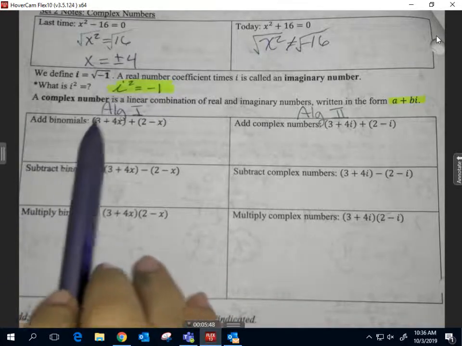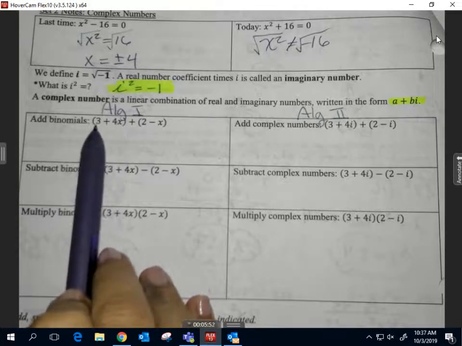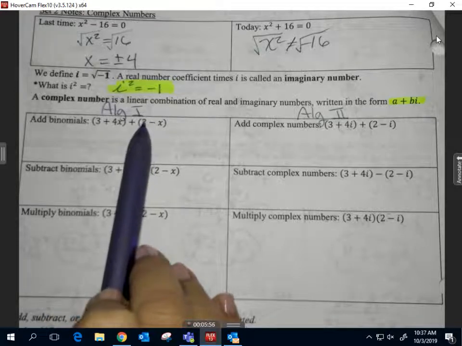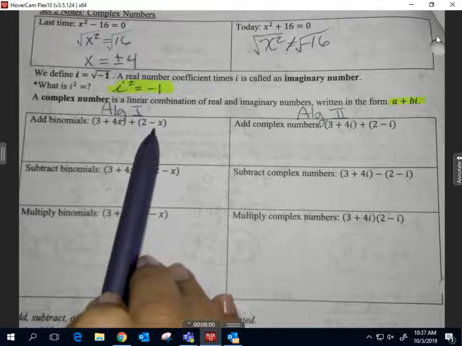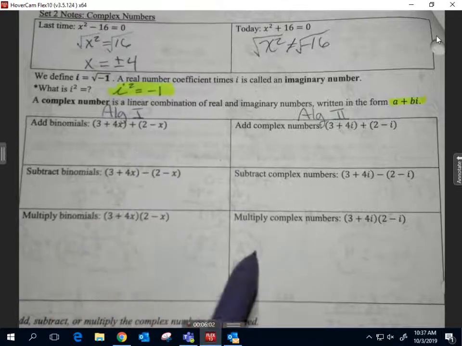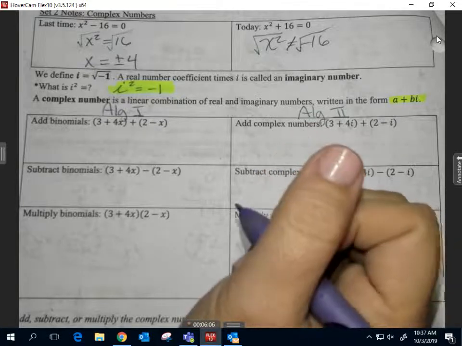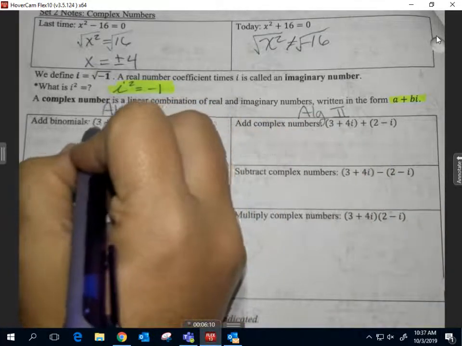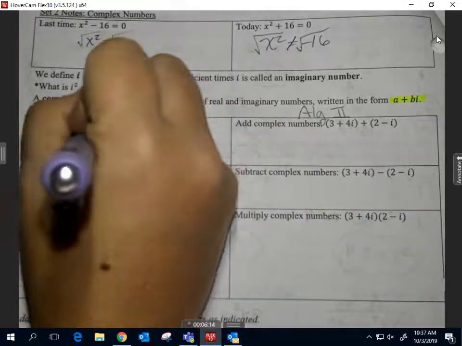So when I'm adding these binomials, my first binomial has the terms 3 and 4x. The second binomial has the terms 2 and negative 1x. Okay, that's how I know they're binomials, with two terms. When we add binomials, we're essentially just combining like terms. That's it. So 3 plus 2, 5.